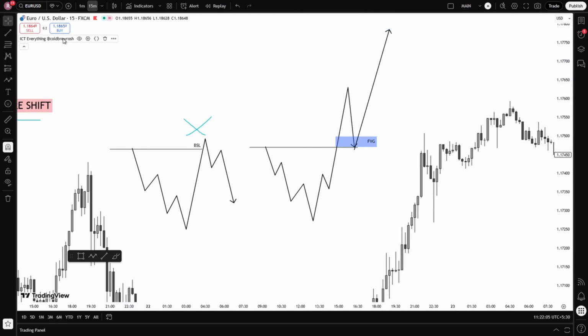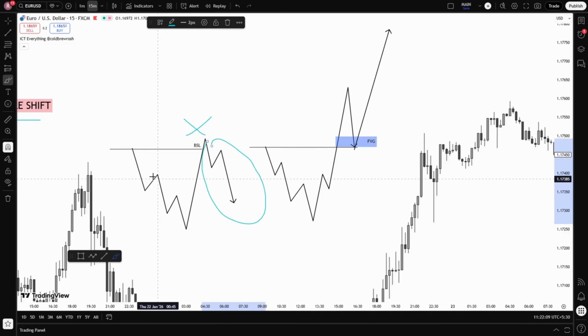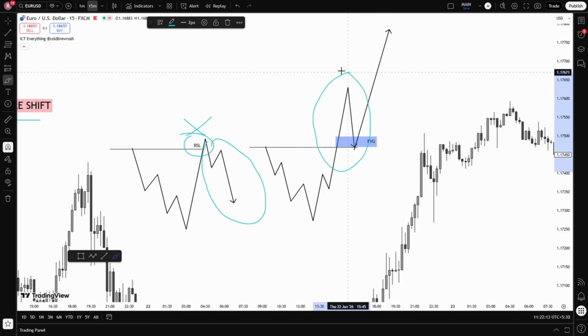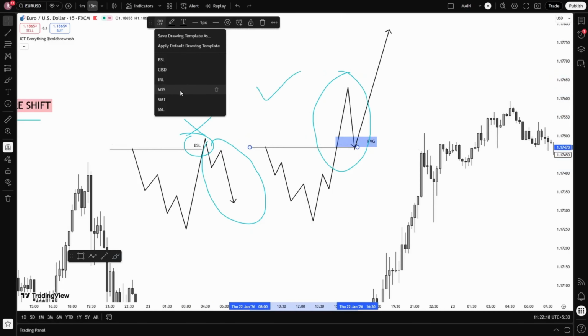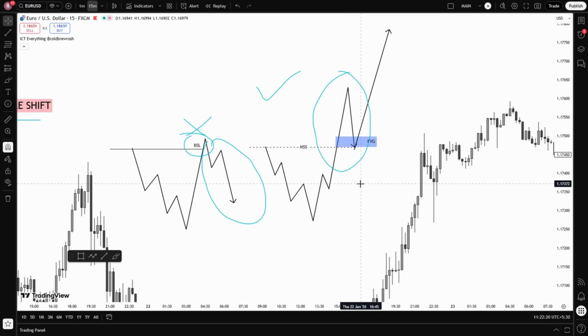So to summarize, if price breaks a level and immediately returns back inside the range, that's more likely a liquidity sweep. If price breaks a level with strength and displacement and holds above it, that's a market structure shift. Now let's go to the charts and look at some real examples so you can see this clearly in live market conditions.